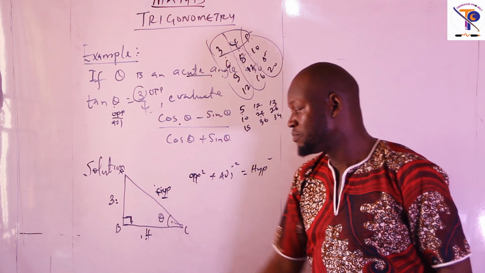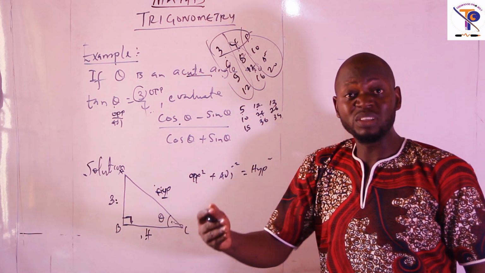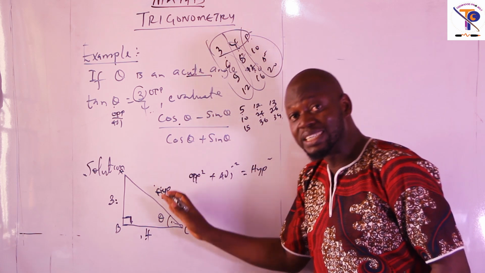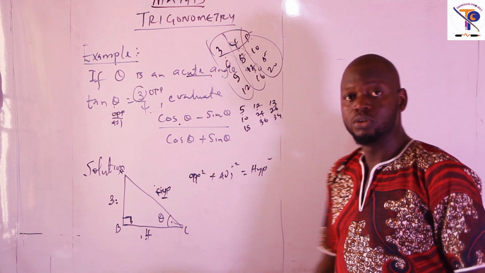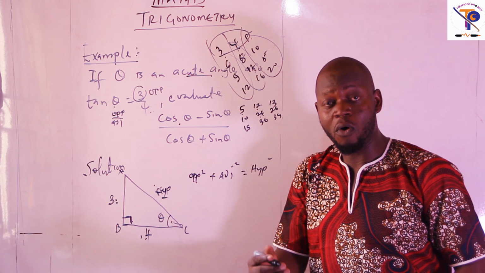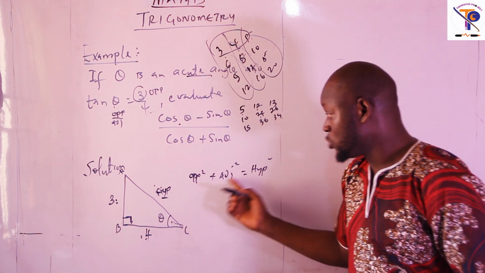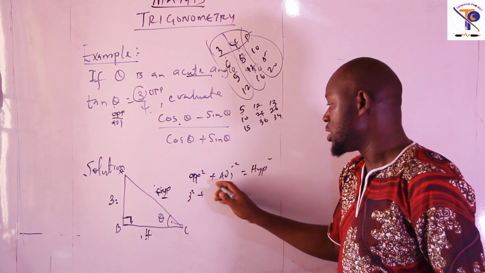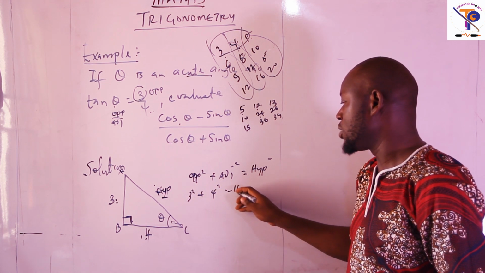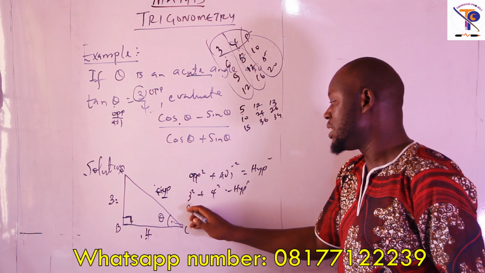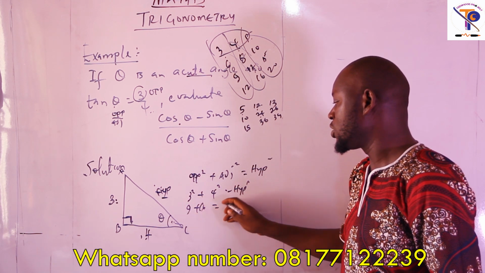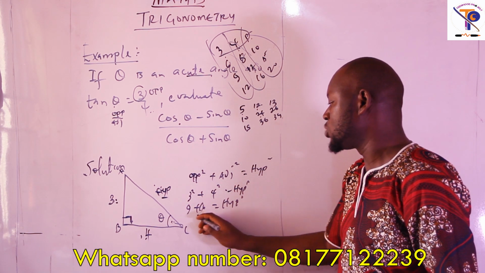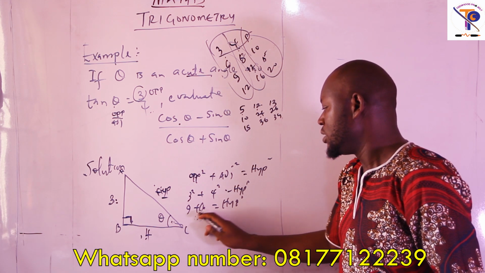So if you have 3 here and 4 here, without calculating, you definitely know this is 5. But for marks' sake, or for explanation's sake, we need to work this out. 3 opposite square, that is 3 square, plus 4 square is equal to hypotenuse square. So we have 9 plus 16 is equal to hypotenuse square. So this is 25. Let me write it very well.